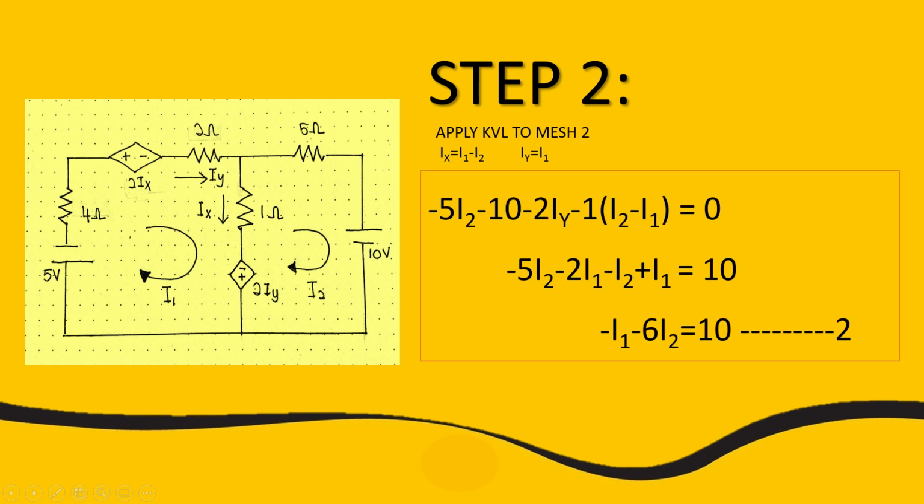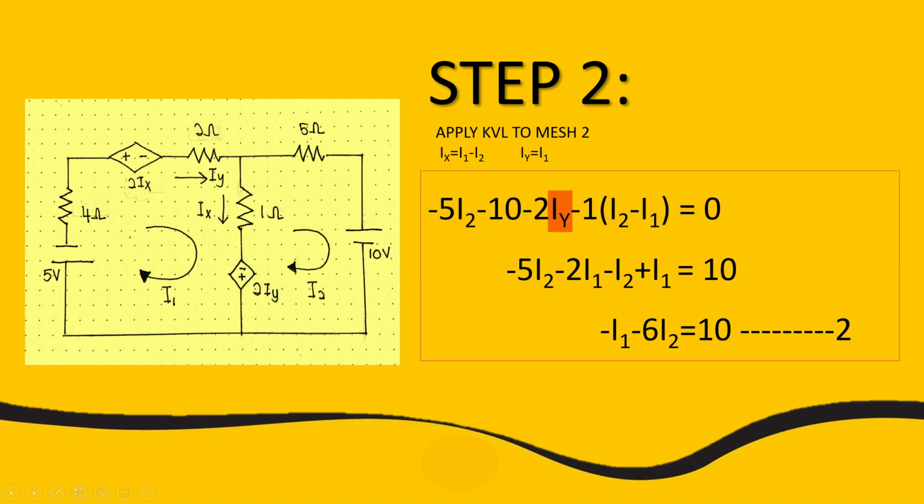Moving on to mesh number 2, we have a 10 volt power supply, 5 ohm resistor, 1 ohm resistor and 2 Iy. Same as mesh number 1, we just need to derive an equation based on the components, which gives us negative 5 I2 minus 10 minus 2 Iy minus 1 in the bracket I2 minus I1 equal to 0.